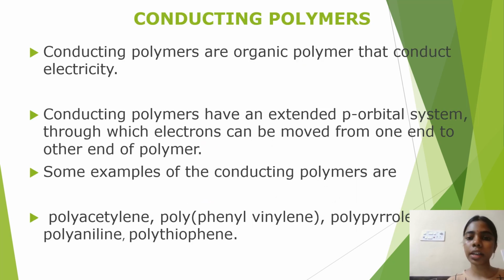Conducting polymers. Conducting polymers are organic polymers that conduct electricity. Conducting polymers have an extended p orbital system through which electrons can be moved from one end to the other end of the polymer. Some examples of conducting polymers are polyacetylene, polyphenylene, polypyrrole, polyaniline, polythiophene, etc.